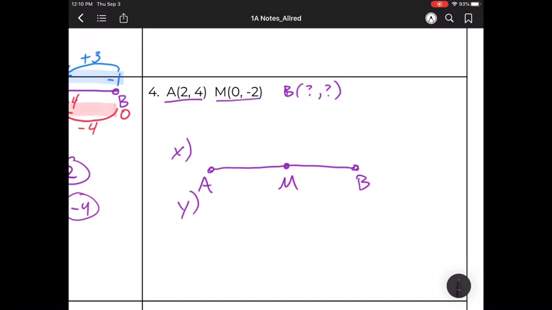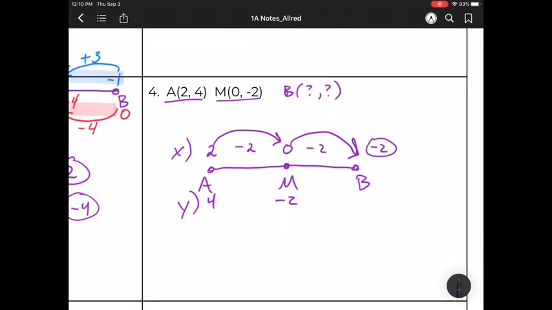And so the A point has the x value of 2 and the y value of 4. I'm just making an organizational little chart. The M coordinate has an x value of 0 and a y value of -2. So we're going to use a counting method from 2 down to 0. To get from 2 to 0 on the number line, we would have to subtract 2, right? 2 minus 2 is 0. So I'm going to follow the same pattern to get to the other end, 0 minus 2, which would be -2. So there's my x value for point B, -2.